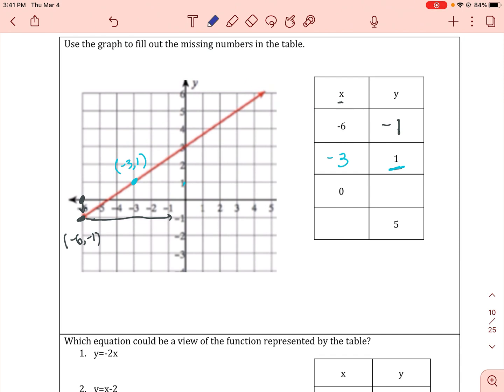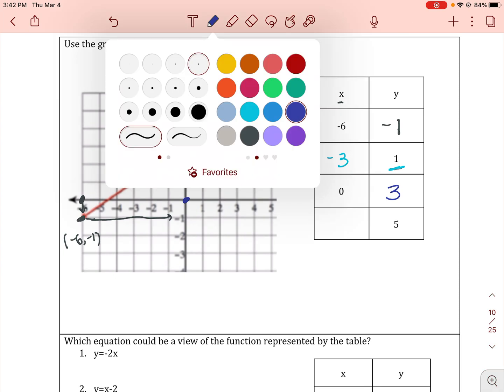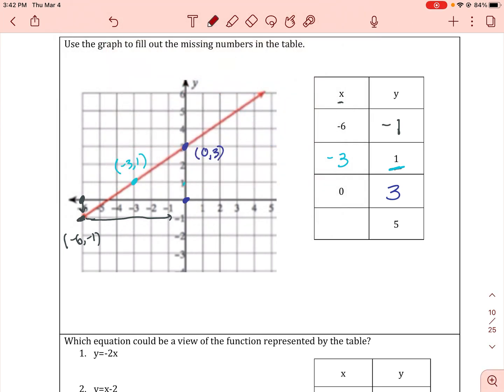When my x value is 0, here's 0 on my x-axis, I see this point is the point 0, 3. My y value must be 3. And then lastly, when my y value is 5, so here's 5 on the y, go all the way over till I touch the line, I get this point, the point 3, 5, so my x value is 3.